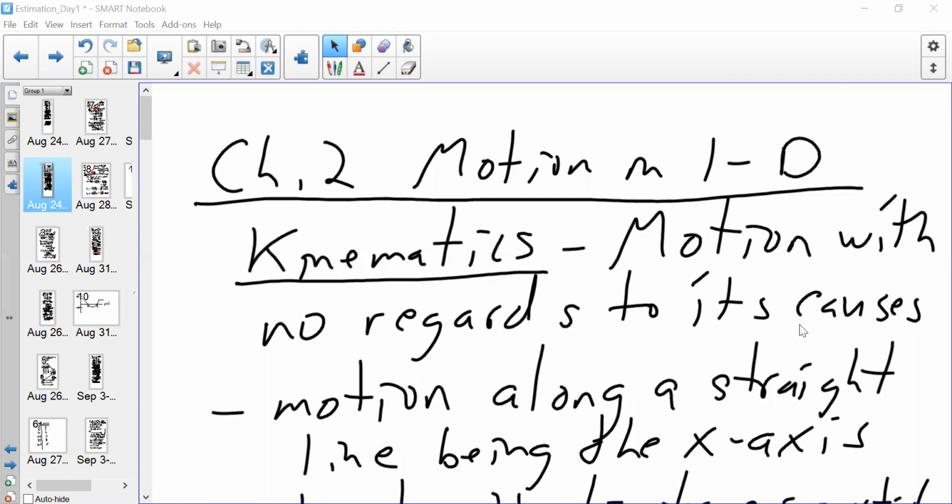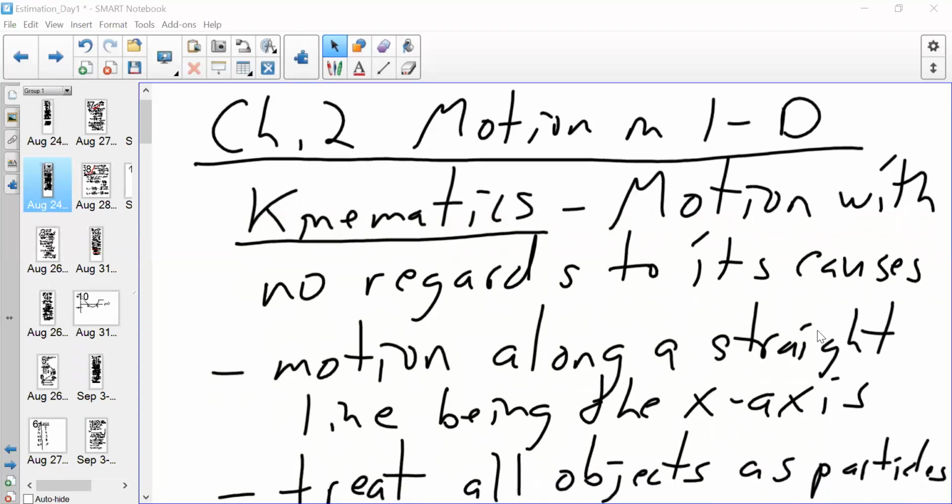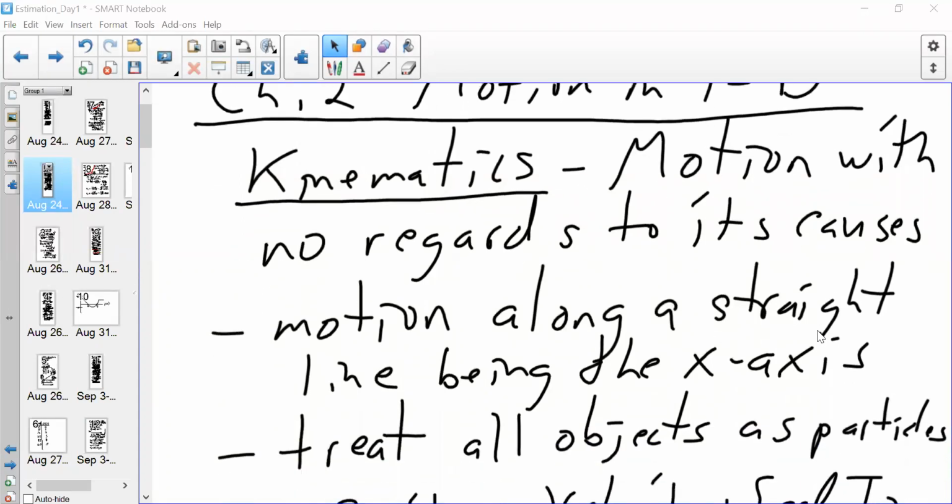Soon we will be concerned with that when we get into the concept of forces, and then we're going to see how forces relate to energy. And then from there, we'll start looking at momentum and so on and so forth. But right now, we're just looking at motion with no regard to what causes it.